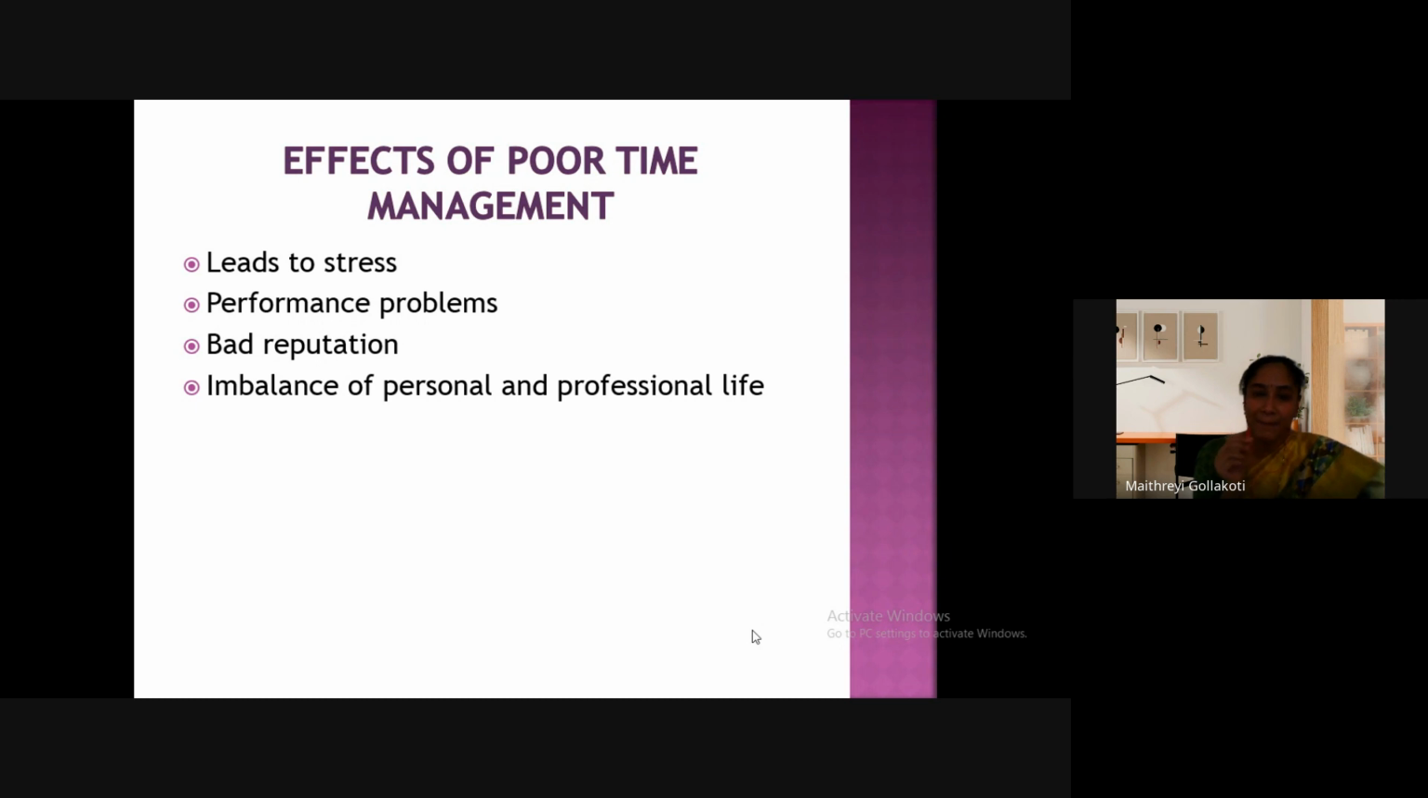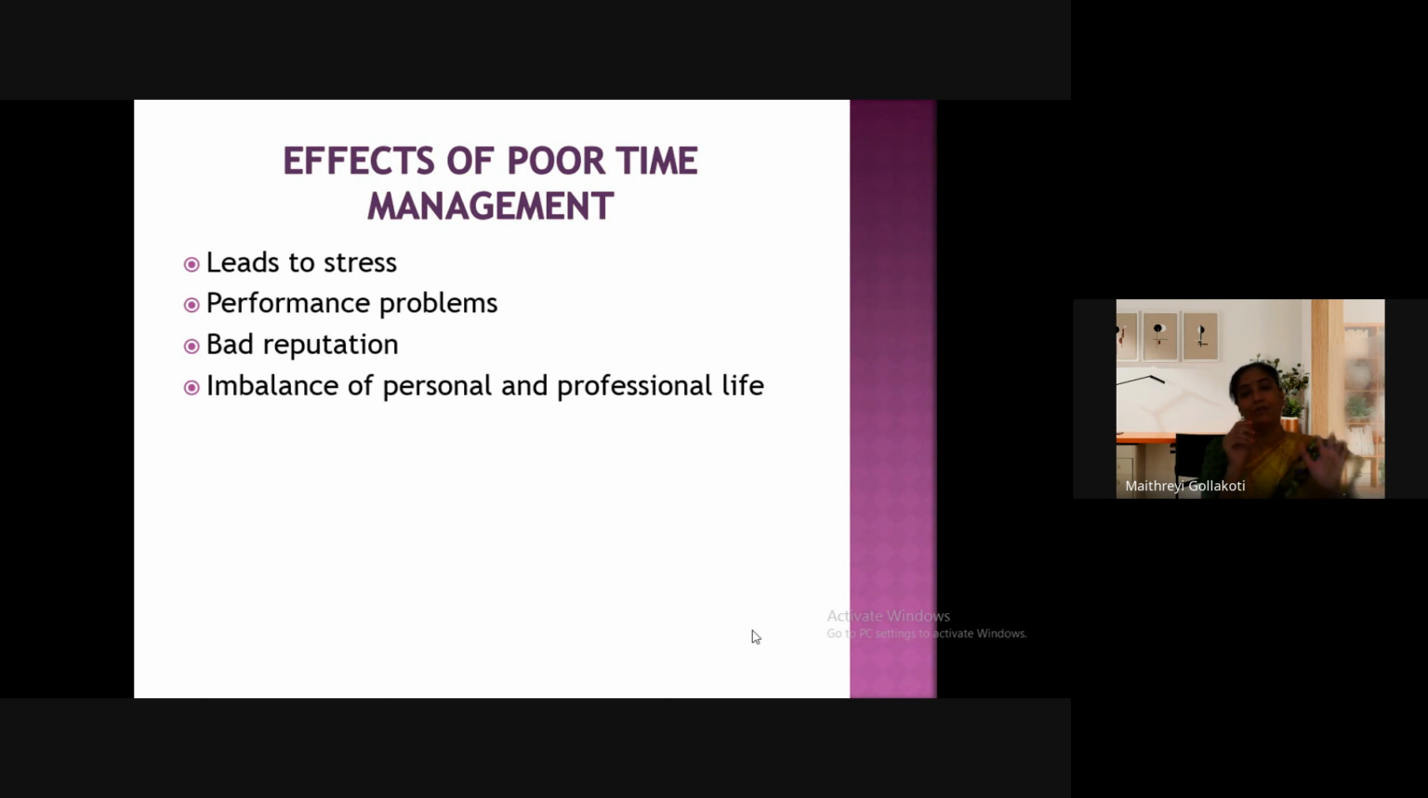So, poor time management can lead to stress and can create performance problems and can give bad reputation. See, if you are not able to deliver something on time, it will reflect very badly on your character, isn't it? Professionally, you will get a bad name. So, time management is very important.